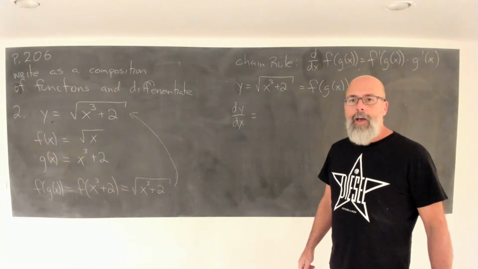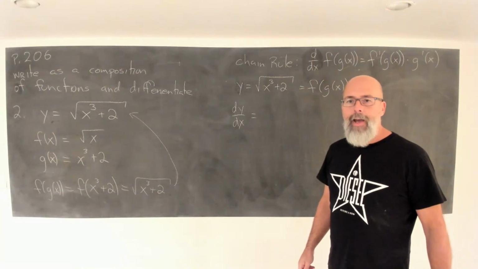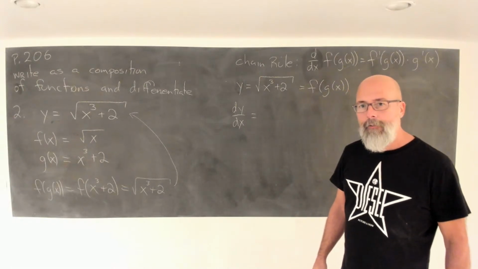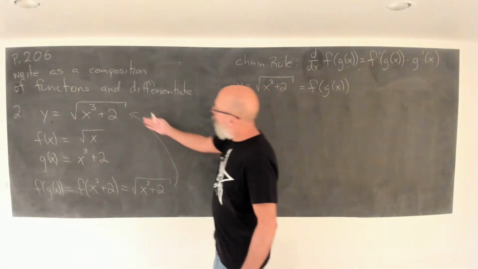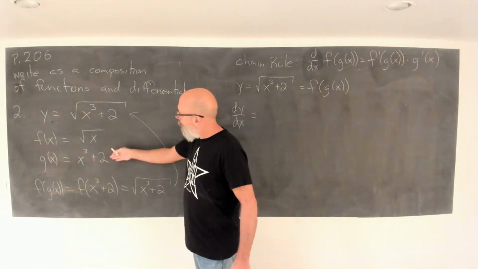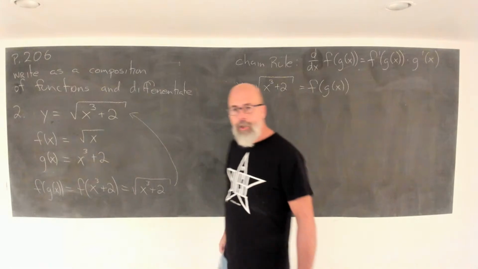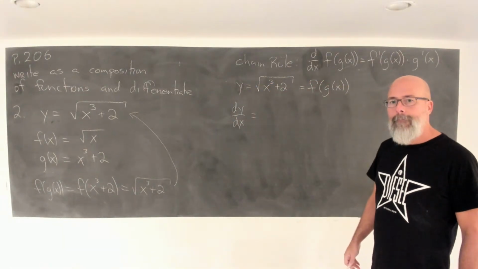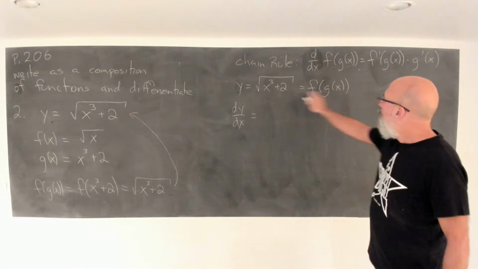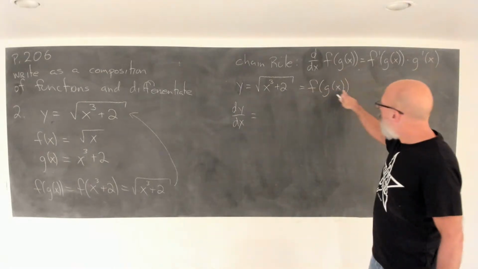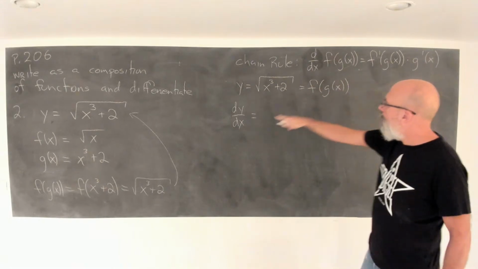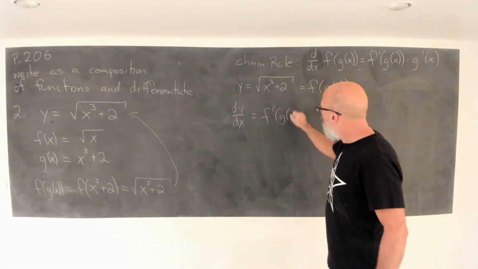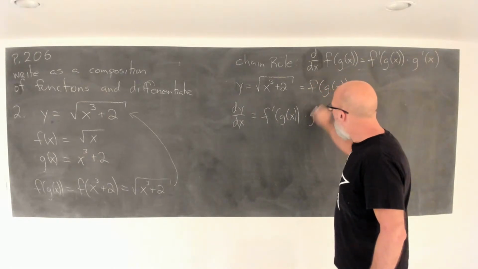Pamela's asking, how do we know that right off the bat? Well, with practice you'll see it. We're trying to view this as a composition of two simpler functions. So we've realized this function as the composition, and consequently the derivative, according to the chain rule, is f prime of g times g prime of x.